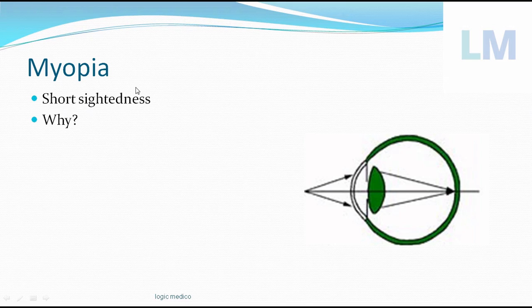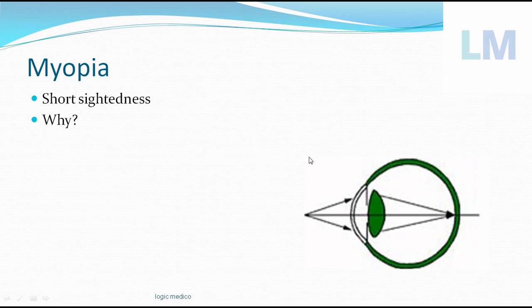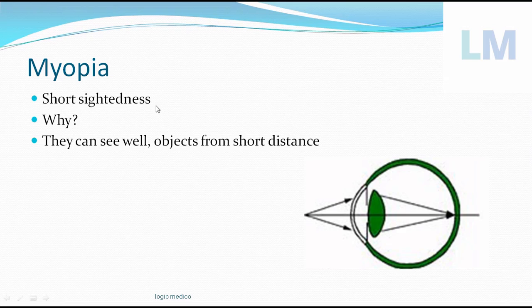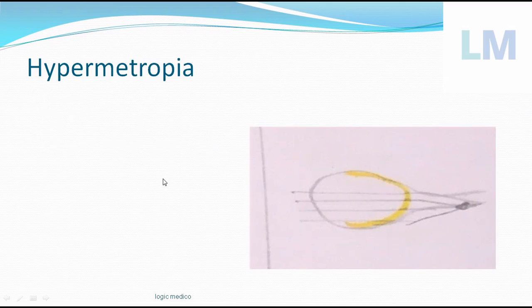So that is why myopia is called short-sightedness, because the object from a short sight will fall on the retina. The rays of light from a short distance will diverge and ultimately converge by our lens, so it will fall on the retina. When it falls on the retina, the person is able to see the image clearly, so they can see very well the objects at a shorter distance.